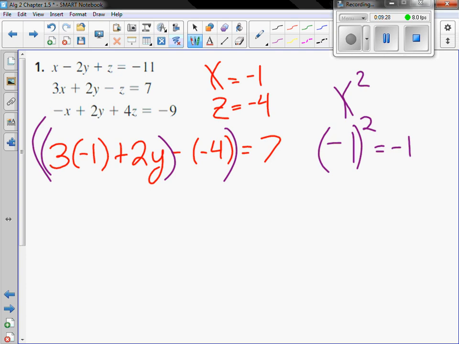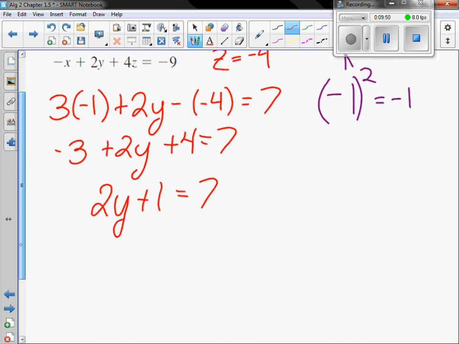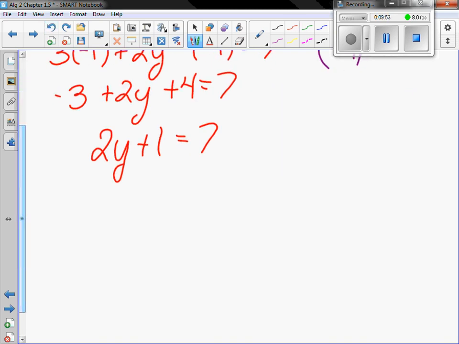Now let's simplify this here. Well, 3 times negative 1 is negative 3, plus 2y. Negative and negative makes a positive 4. What is negative 3 plus 4? Then what do we do? Minus 1 from both sides. 2y is equal to 6.